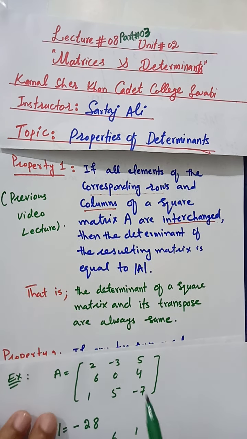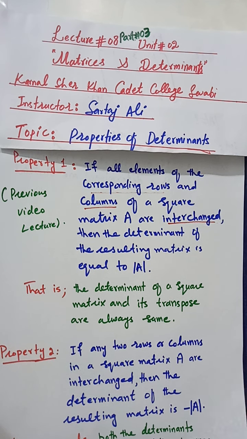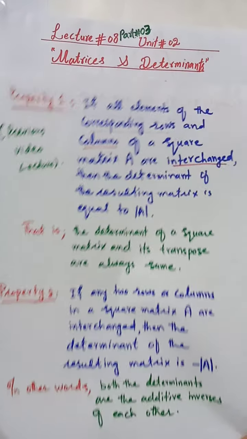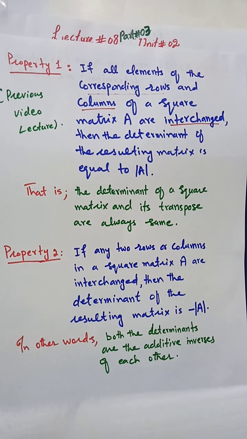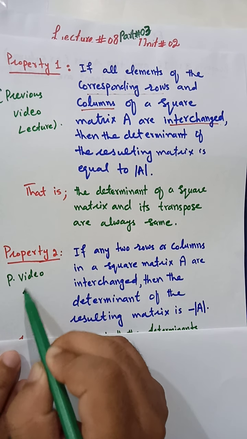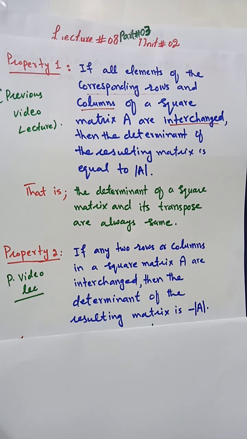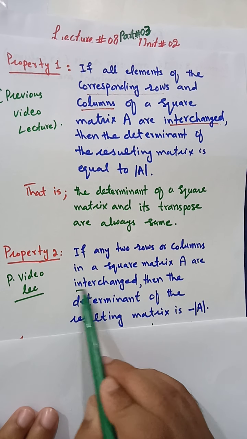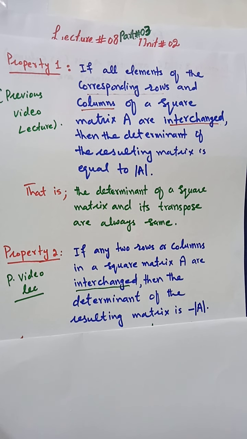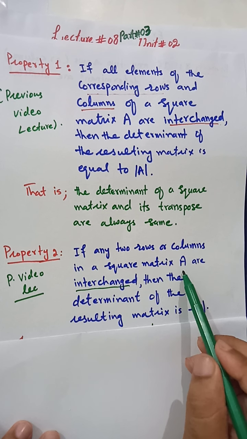So this is property number 1, that the determinant of a square matrix and its transpose are always the same. This property was discussed in the previous video lecture also. Now property number 2, which was also discussed previously: if any two rows or columns in a square matrix A are interchanged, the determinant of the resultant new matrix will be minus times the determinant of the original matrix.